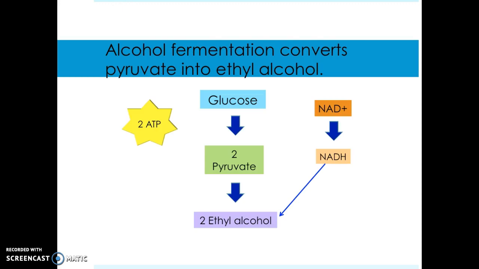So the next type of fermentation you already know is alcohol fermentation. So instead, in this process, pyruvate is converted into ethyl alcohol. That's why it's called alcohol fermentation. So basically in this process, the NADH gives its electrons to the ethyl alcohol, and that frees up the NAD plus to undergo glycolysis again and again and again.